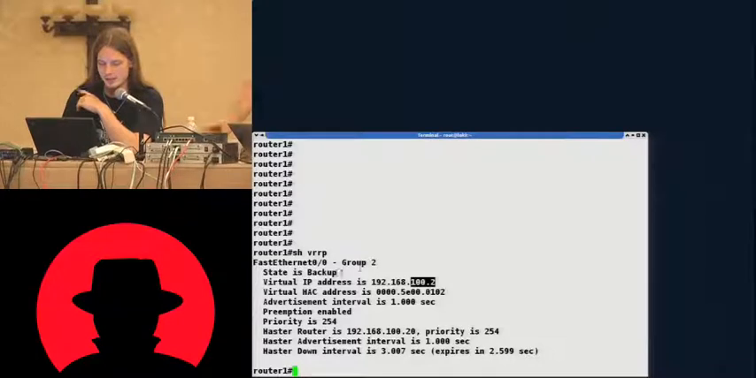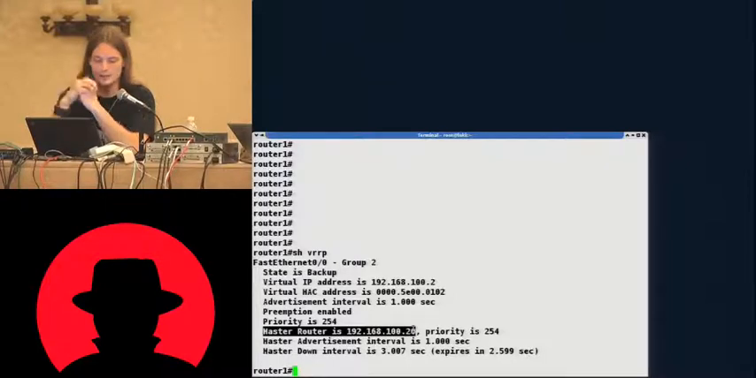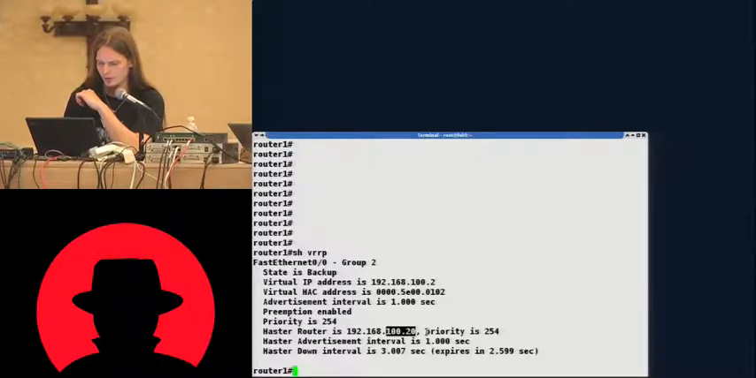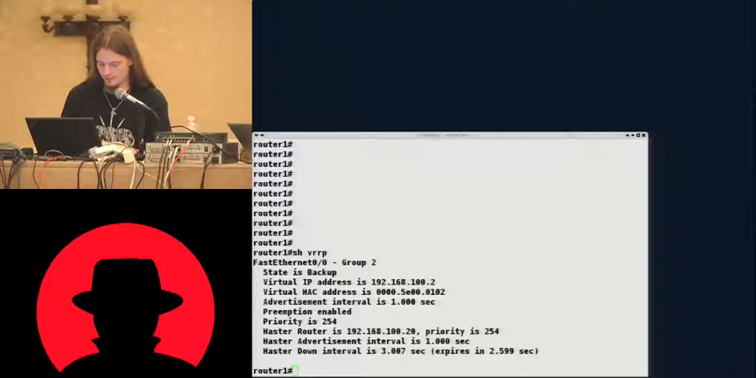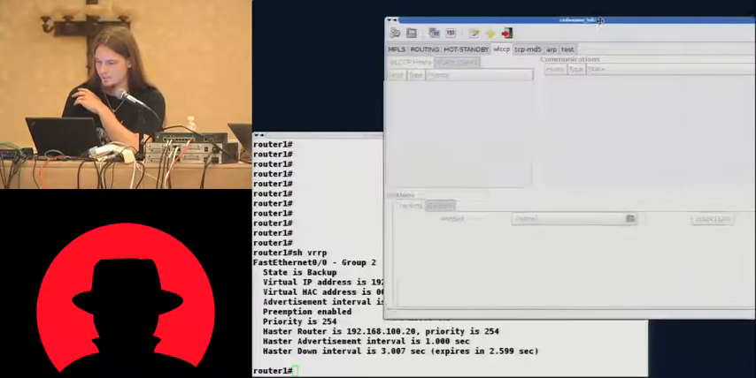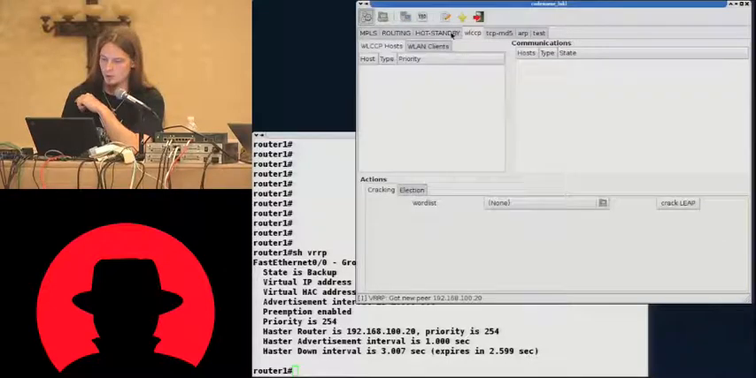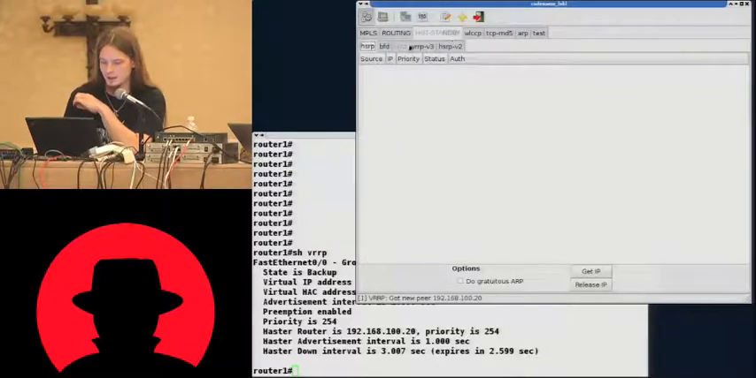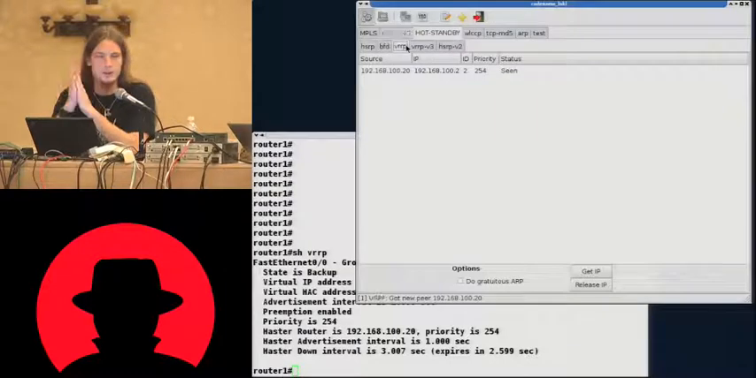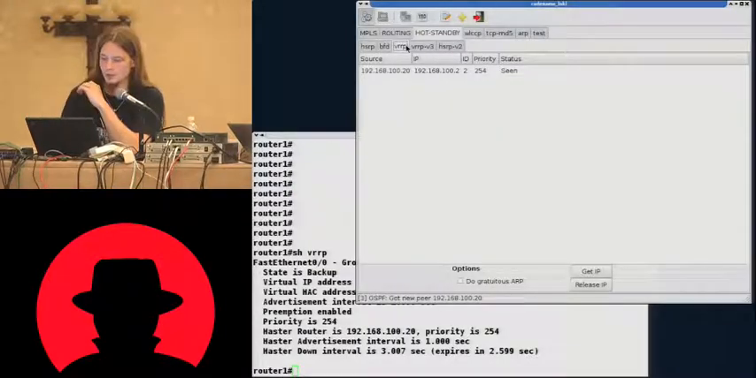And as you see, the device I'm actually connected to is in a state backup, and the master router is the second router in front, which is the 100.20. So it got high priority configured, but we don't care about this priority. So I will launch the tool up again and connect to the right network, and you will see there is the hot standby blinking, and there are some VRRP connections visible to the tool.